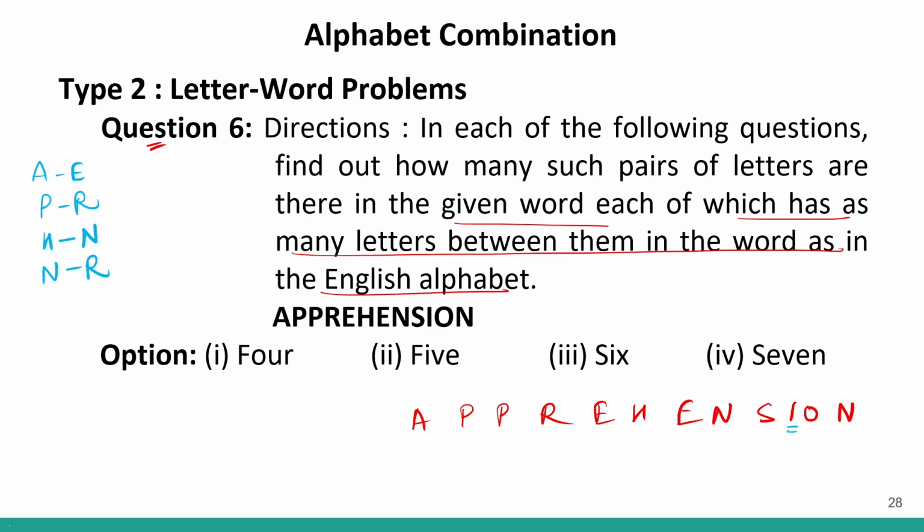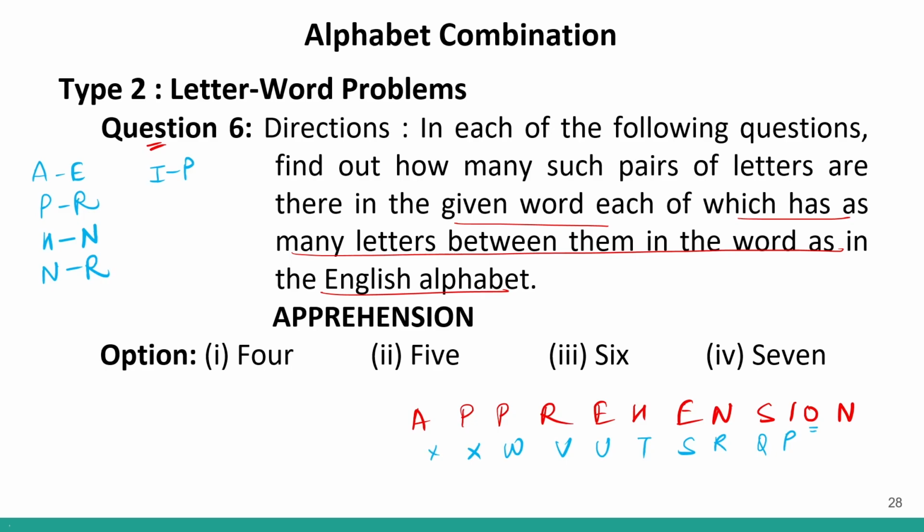After I, we have J, K, L, M, N, O, P, Q, R. So I can see P common. So the next pair will be I, P. Correct? This side it will be J and K. Moving on to the next one, O. After O, what do we have? P, Q, R, S, T, U, V, W, X, Y.